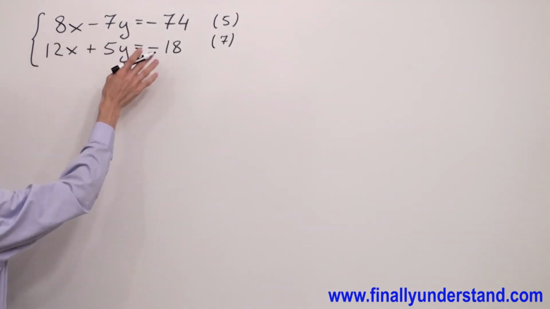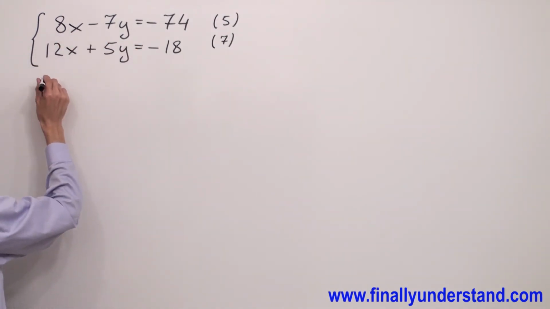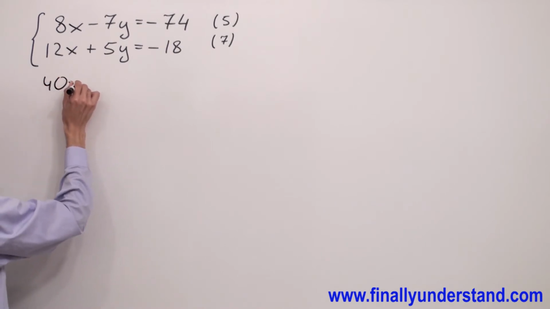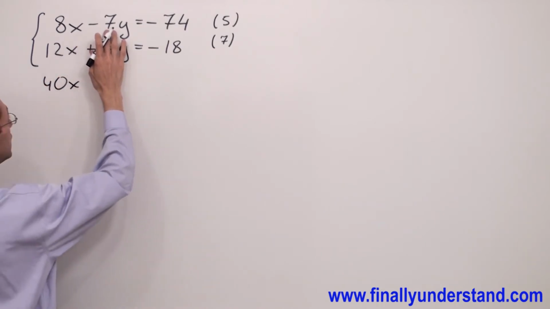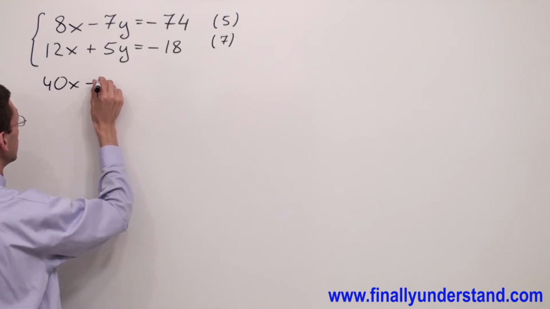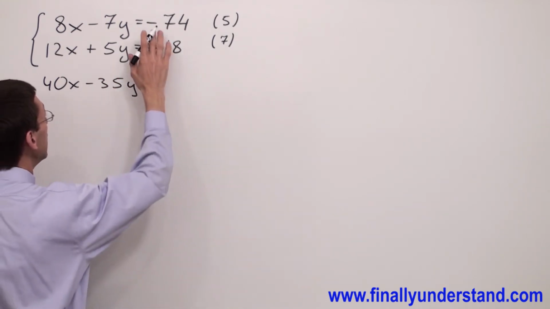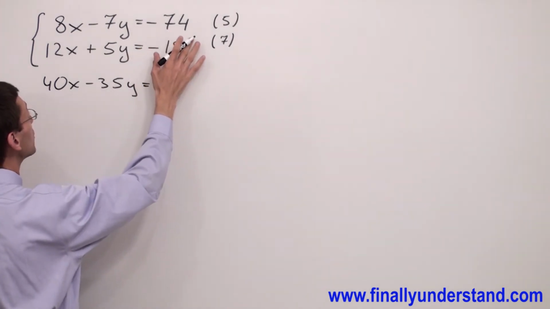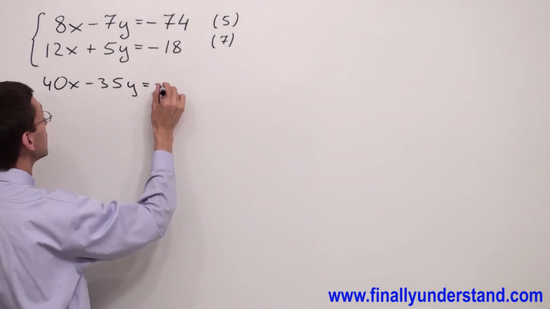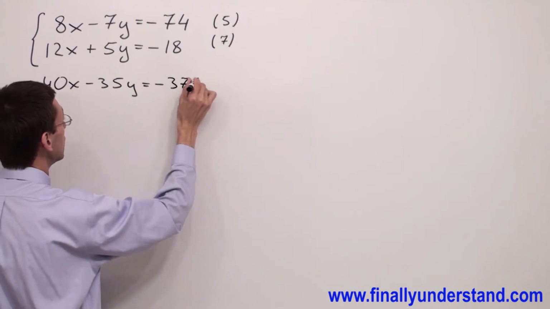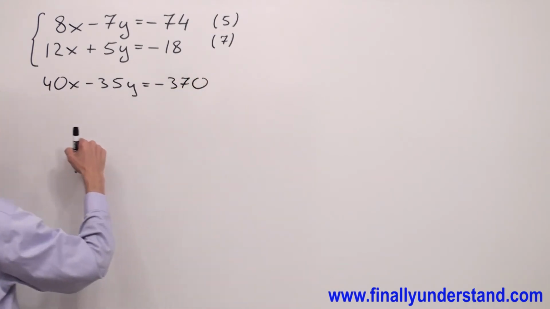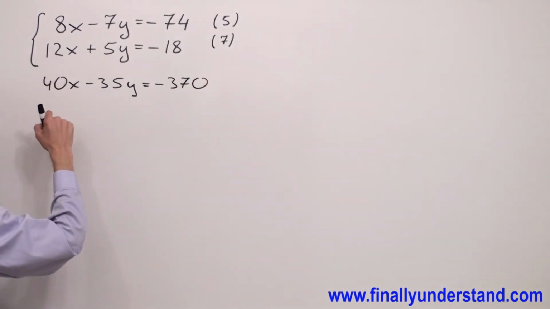8 times 5 is equal to 40. I'm going to write 40x. Negative 7 times 5 is equal to negative 35y, equals negative 74 times 5, which is equal to negative 370. I'm finished with the first equation.